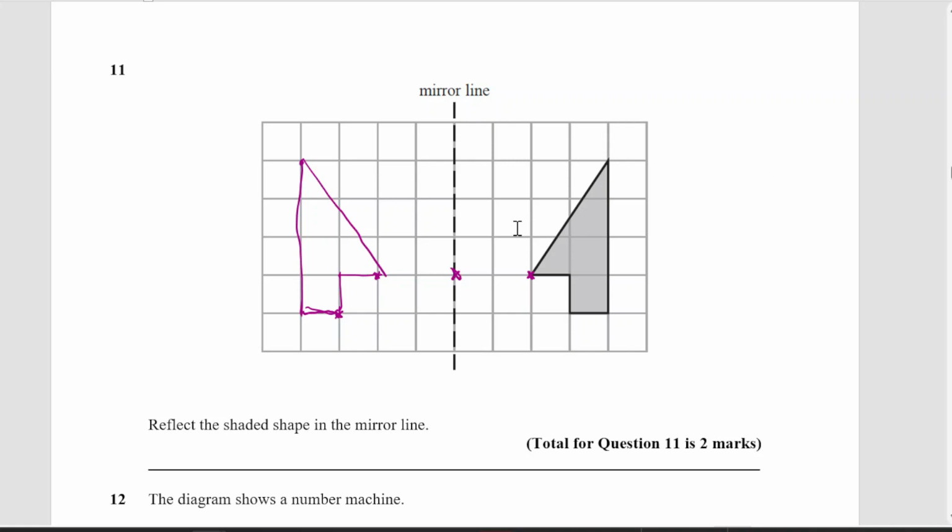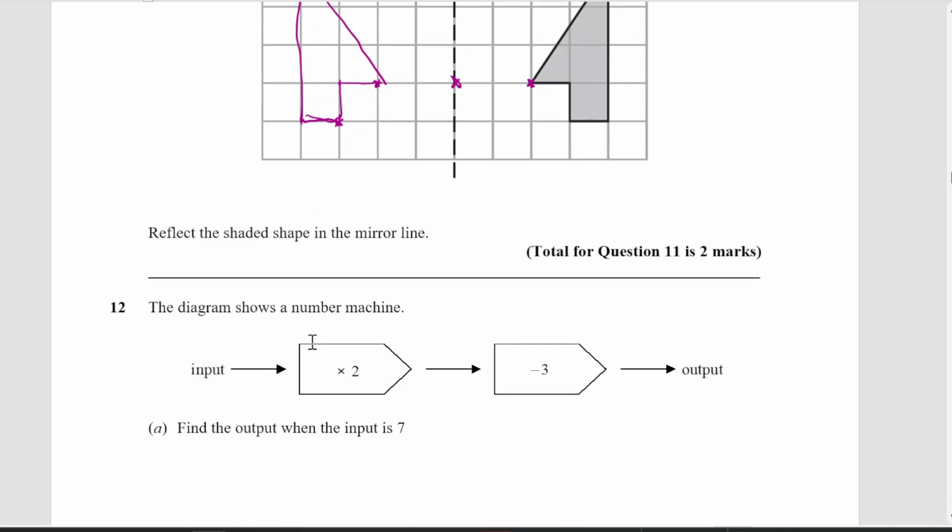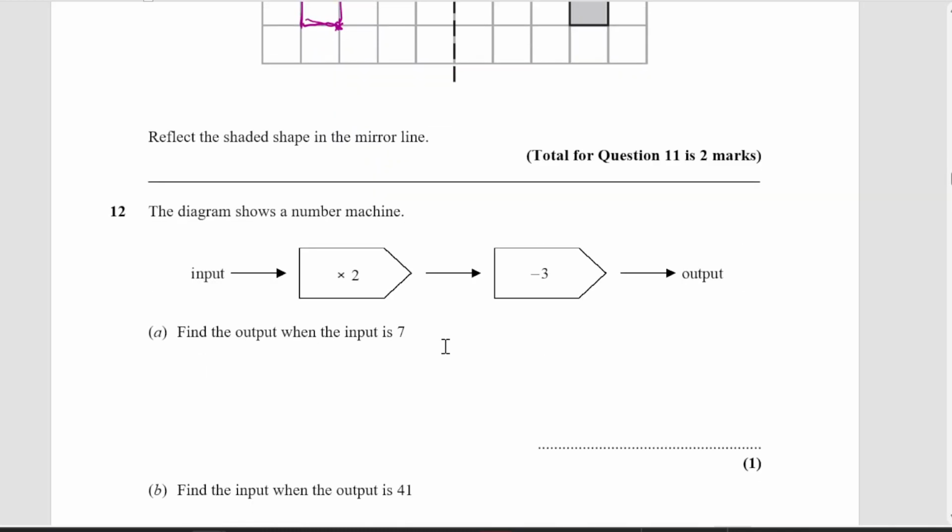For question 12, the diagram shows a number machine. What would the output be when the input is 7? I tend to draw on my function machine. So if I put 7 in, I'd get 14 out at this point. Minus 3, I'd get 11 as my output.